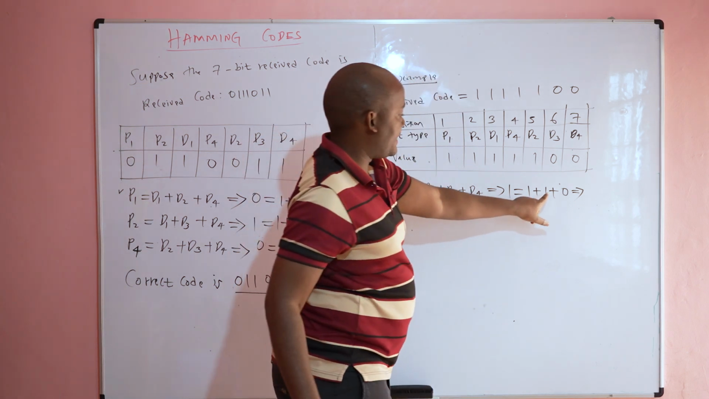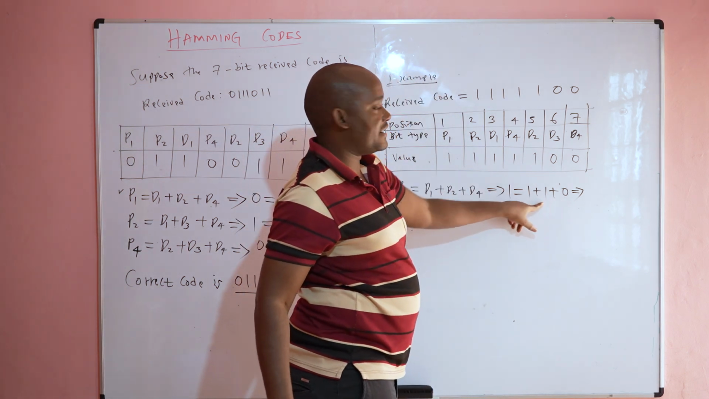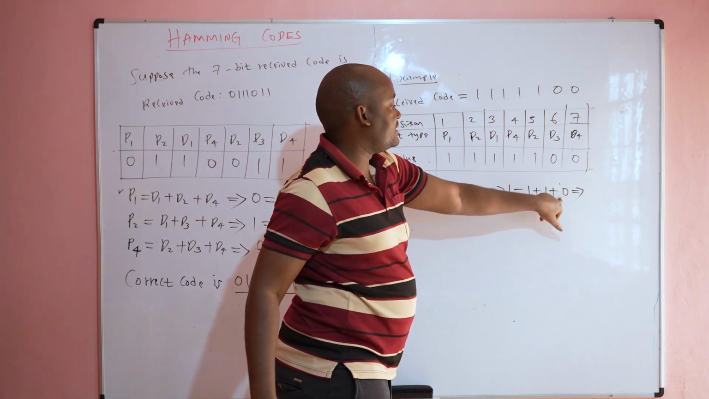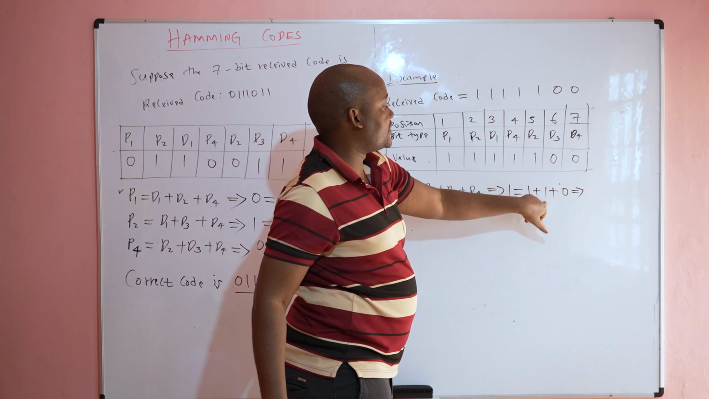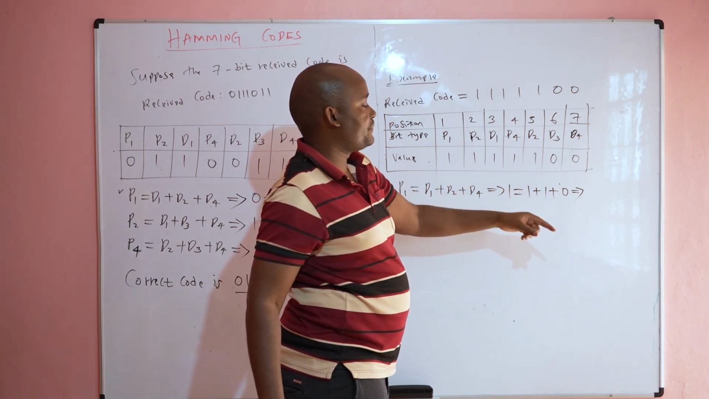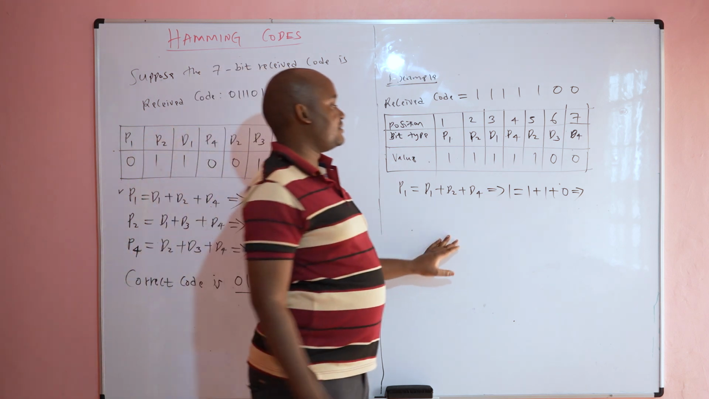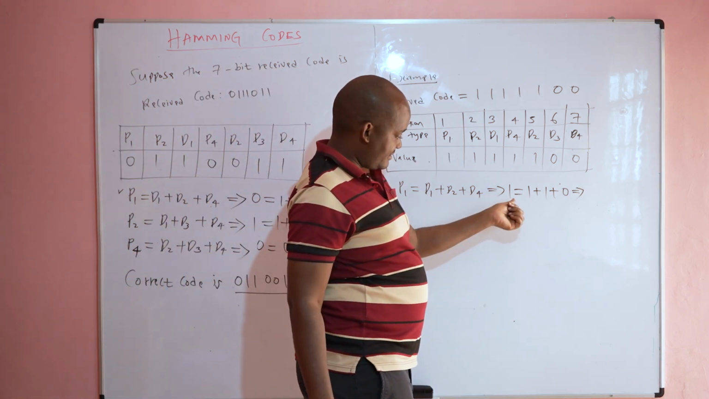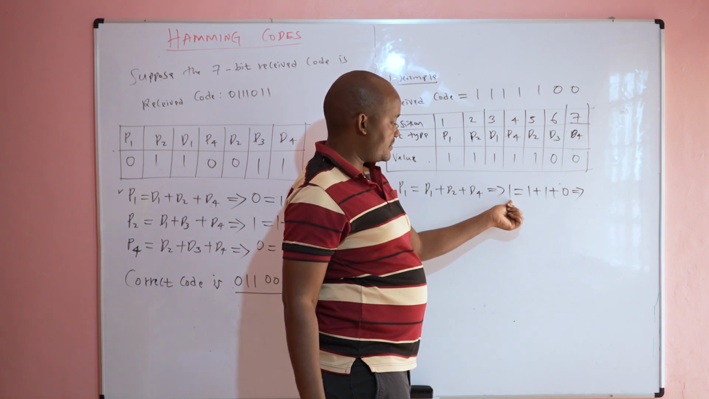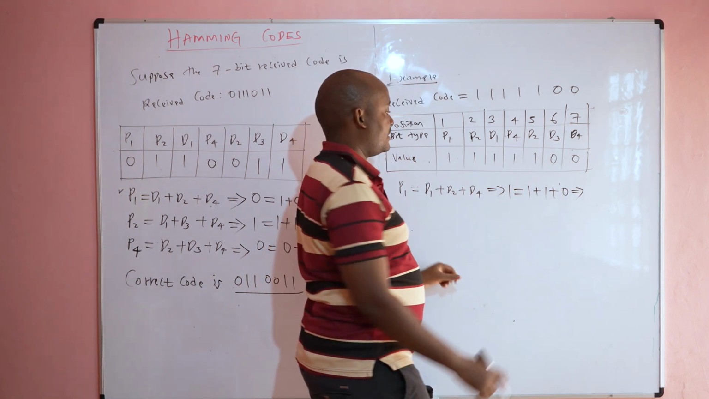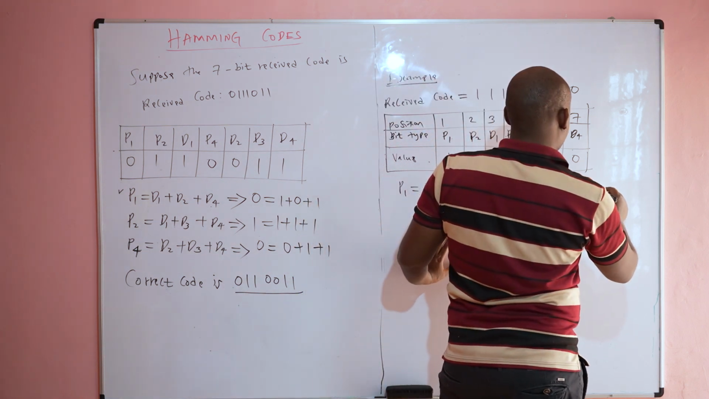When you add 1 plus 1 plus 0, it is going to give us 2, because normally it is the addition of these three values. But we are interested in the remainder upon division by 2, which is 0. But you can see here, what we had as P1 is equal to 1, but what we are getting actually is 0. So meaning that there is an error here.